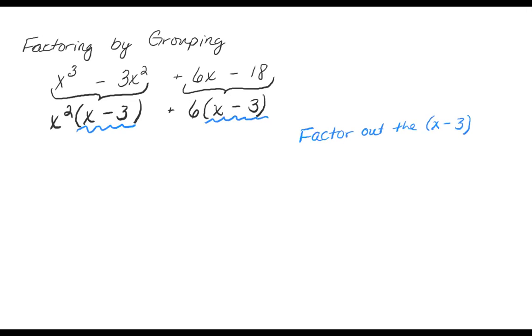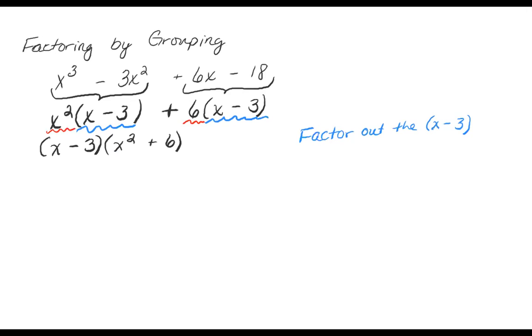And when I do that, I have to look at what's left. And what is left is the other stuff. So there's an x squared left there and a 6 there. That is my other factor, x squared plus 6. And it's plus 6 because this was a plus sign. If that had been a minus sign, it would have been x squared minus 6. So I'm factoring out that common factor that shows up after I grouped the terms.